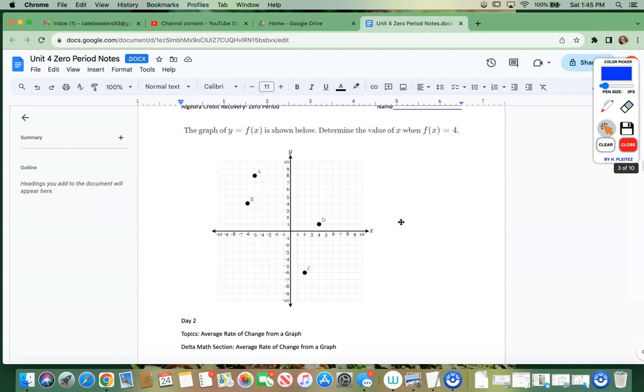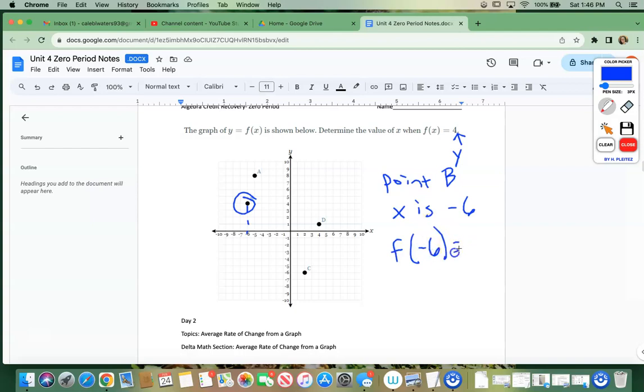Then let's try this one out. So the graph of y equals f of x is shown below. Determine the value of x when f of x equals 4. So f of x equals 4. That would mean that this 4 is a y. So go to where your y is 4. There it is. Go up along this one and see what it is. Point B. And looks like that x value is -6. So we could say x is -6. In other words, f of -6 is 4. Okay, so that's what's up with those.